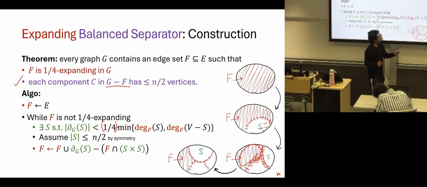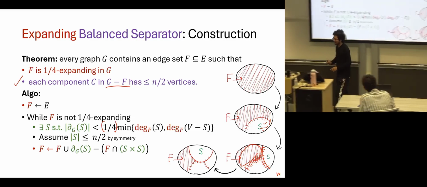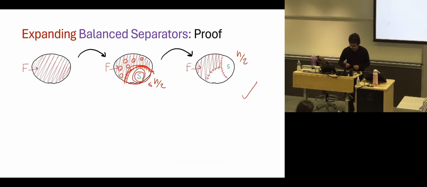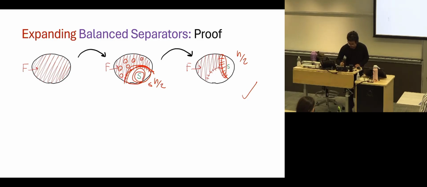Why? Whenever I find a new cut, this cut is small compared to F from both sides. Like the cut that I find here, look at the boundary, this is small compared to F from both sides.